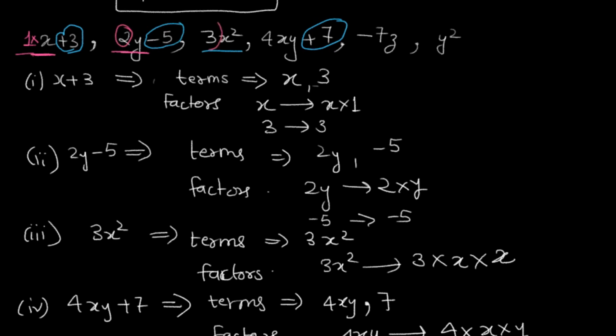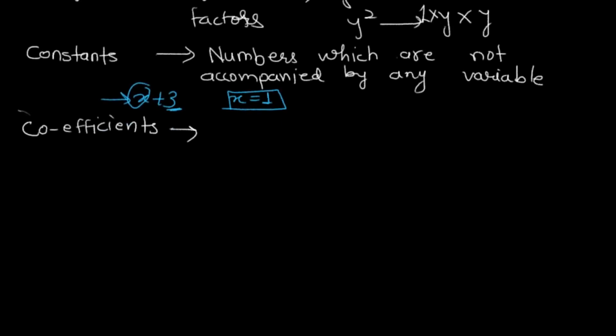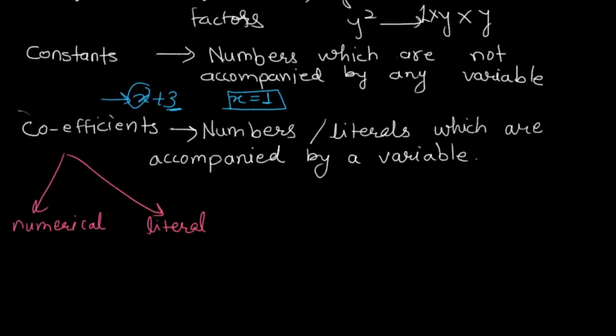In this algebraic expression we have 3 as a coefficient of the x square term. Similarly, we can say 4 is a coefficient of xy. Now when I say coefficient, I can have two types of coefficients. It can be a numerical coefficient or a literal coefficient. Literal means alphabet wala.